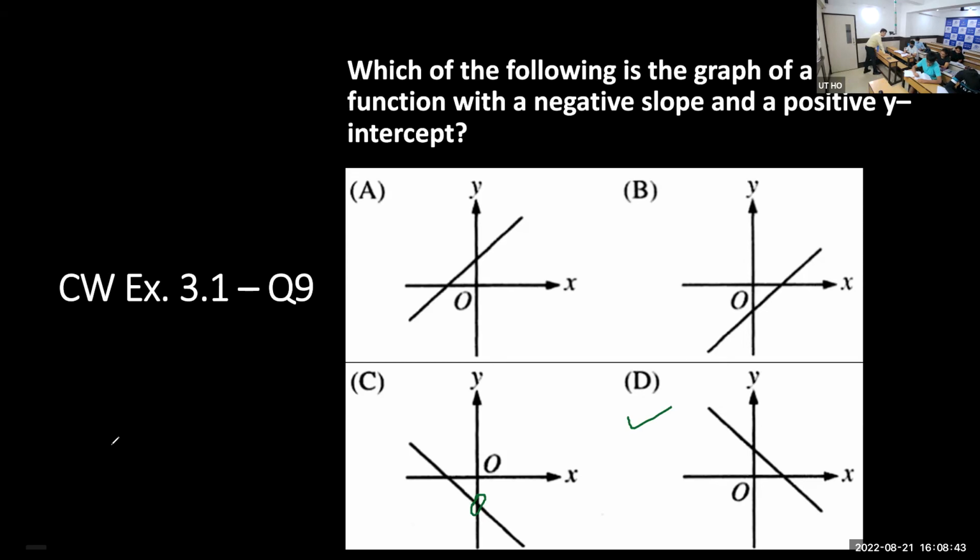Question number 10. I want you to solve question number 10. This is the last problem for the day. Gem of a problem.